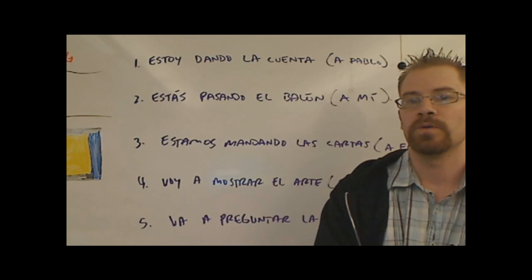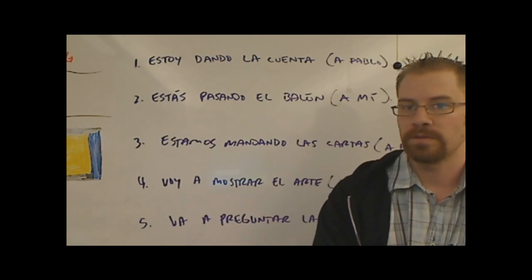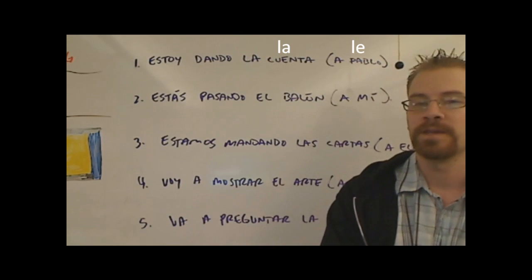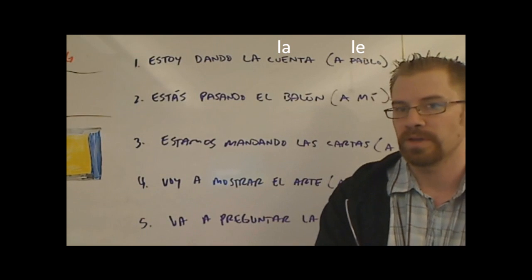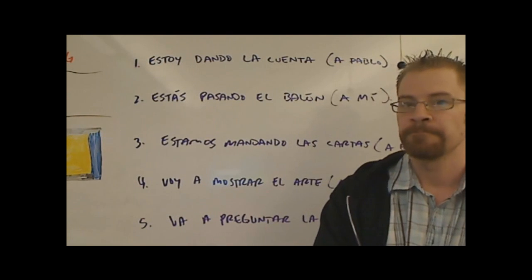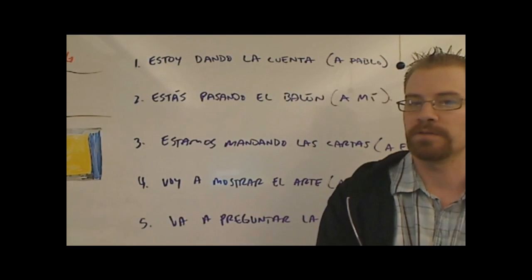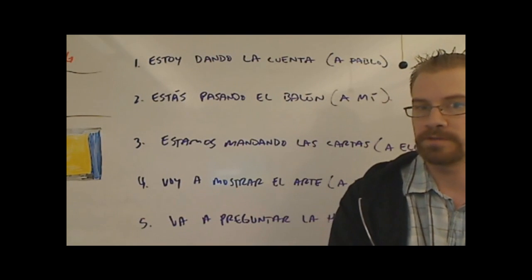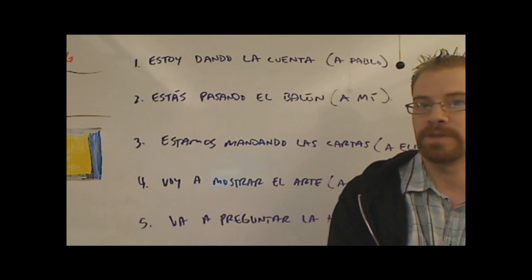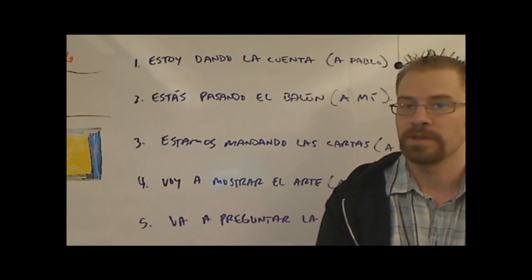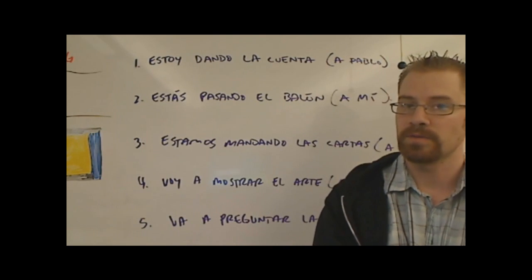So if I want to change la cuenta, the word the bill, to it, I would change to la. If I want to change Pablo to an indirect object pronoun, he would change to le. Now, your first option is always, with the exception of commands, but with regular stuff, your first option is always to put the pronouns in front of the conjugated verb. In this sentence, the conjugated verb is estoy. So you'd put la and le both in front of estoy.